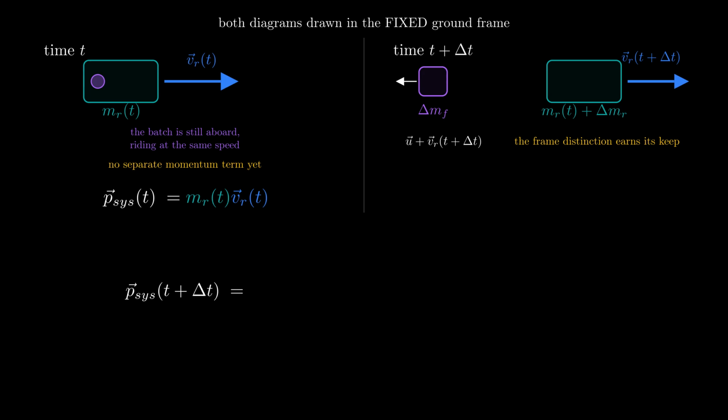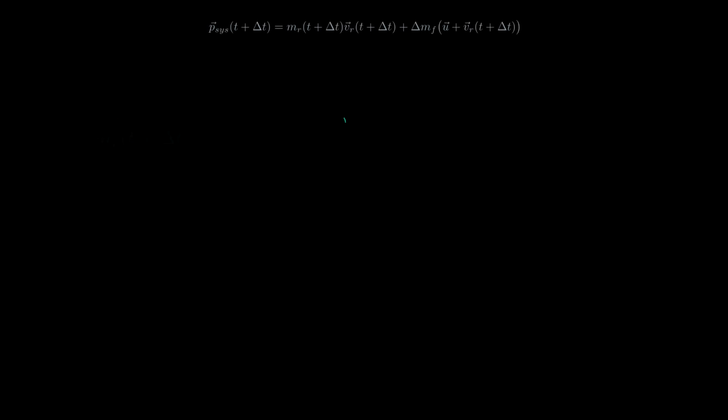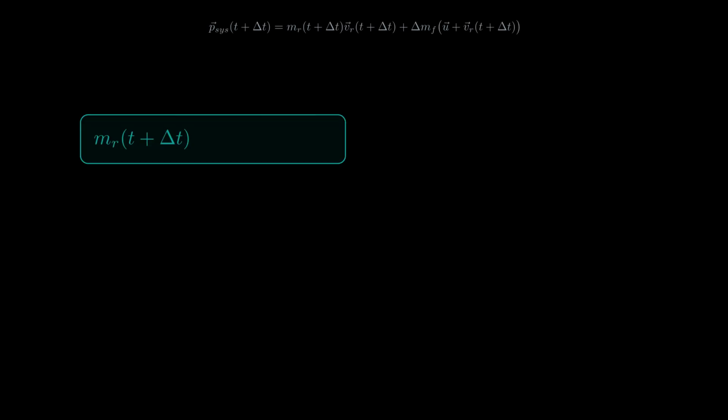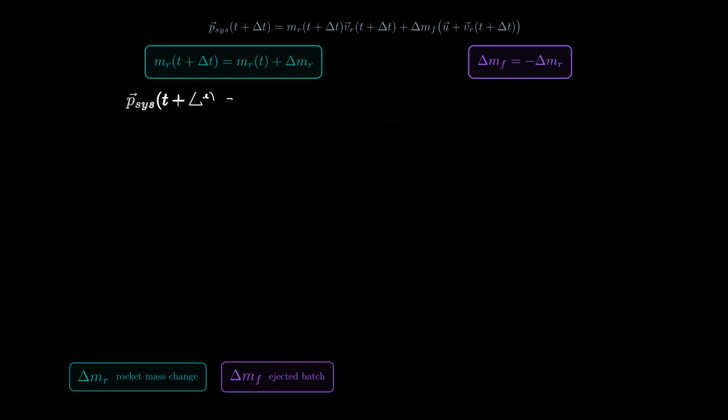Now assemble the momentum at t plus delta t. The rocket's piece, m sub r of t plus delta t, times v sub r of t plus delta t, plus the batch's piece, delta m sub f, times the quantity u plus v sub r of t plus delta t. Two substitutions clean this up. First, the rocket's new mass: m sub r of t plus delta t is m sub r of t plus delta m sub r. Second, the mass bookkeeping: delta m sub f equals minus delta m sub r.